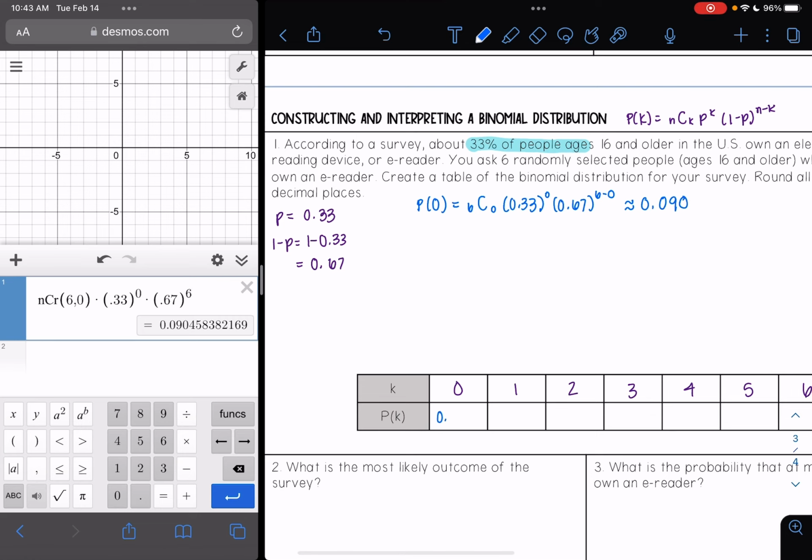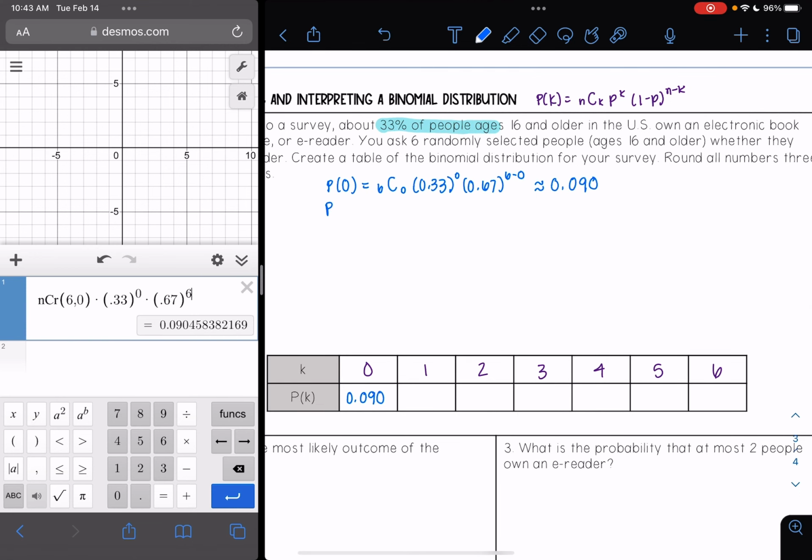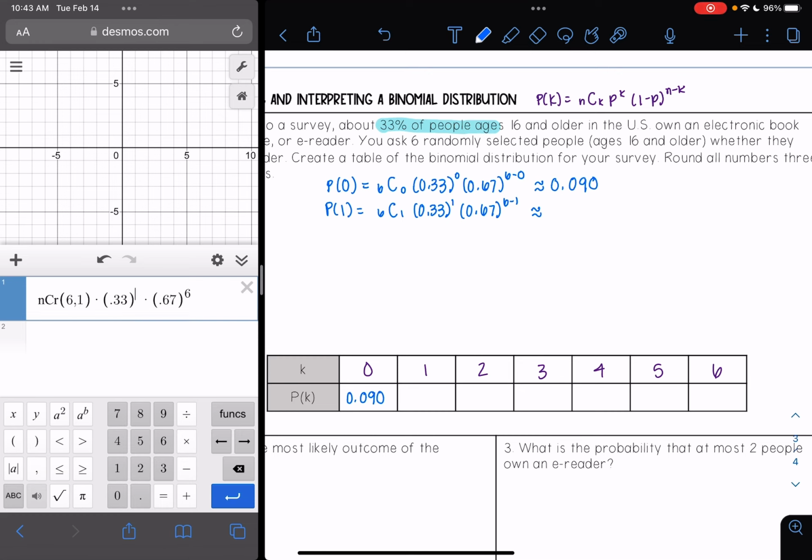I'm going to put that in this table. And I'm going to do that with k equal to 1. So the probability of 1. Now it says 6C0, I have 6C1, 0.33 raised to the first, 0.67 raised to the 6 minus 1. And now I'm going to replace all of these numbers here. So I have 1, 1, 6 minus 1, which is 5. And so rounding to 3 decimal places, I get approximately 0.267.